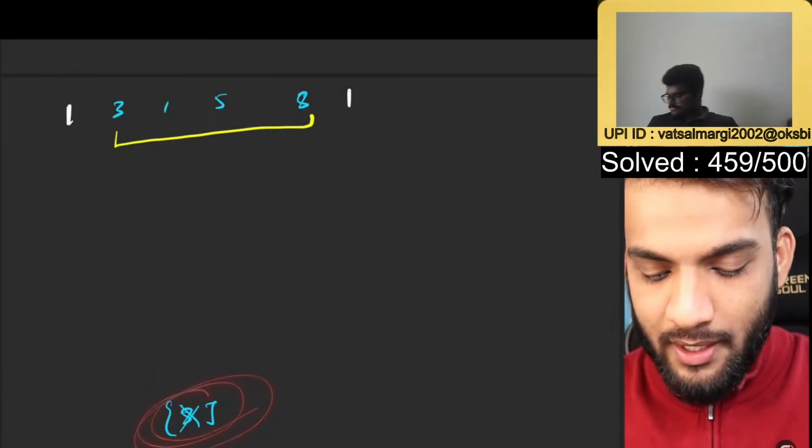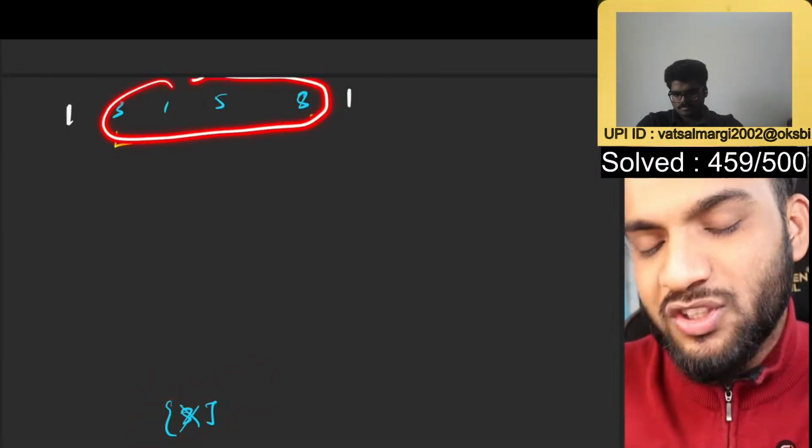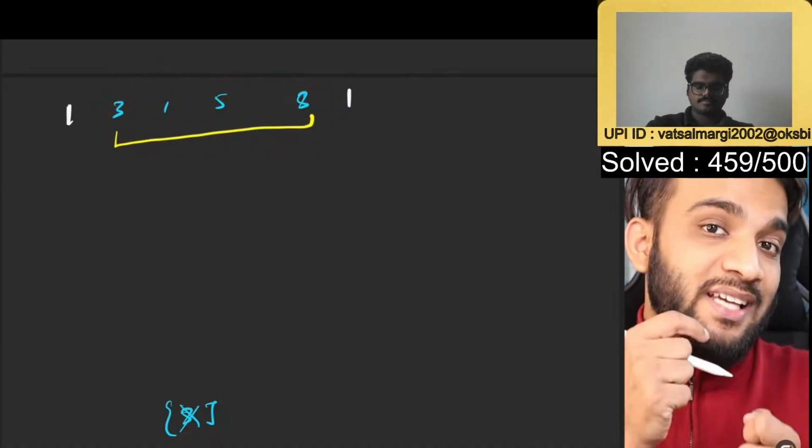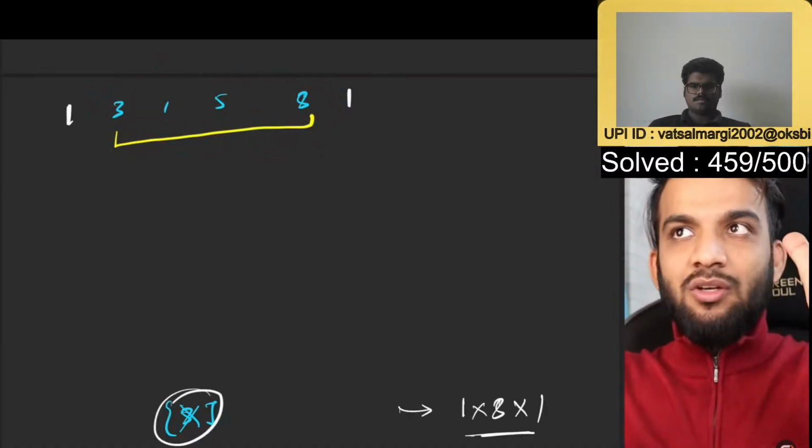Okay, now imagine this is the last guy to be solved, and initially this is the range that you're looking for. And I'm saying, instead of deciding on this range which is the first guy, I decide who is the last guy left. So if I decide who is the last guy left, can I say the cost will be 1 into 8 into 1 if 8 is the last guy? Just imagine if 8 is the last guy.